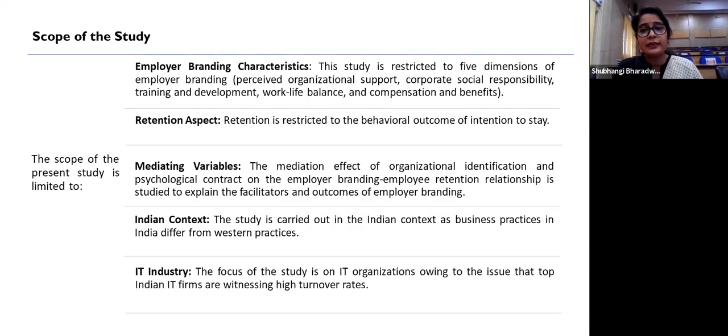The scope of the study is limited to 5 employer branding characteristics: perceived organizational support, corporate social responsibility, training and development, work-life balance, and compensation and benefits. Retention is restricted to the behavioral outcome of intentions to stay. The mediation of organizational identification and psychological contract has been considered to explain the facilitators and outcomes of employer branding. The study has been carried out in the Indian context, as business practices in India differ from those of Western organizations, and the focus of the study is on the IT sector.